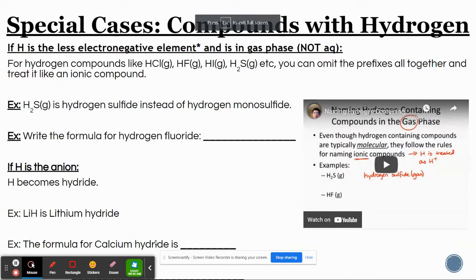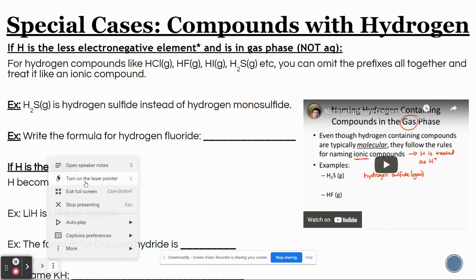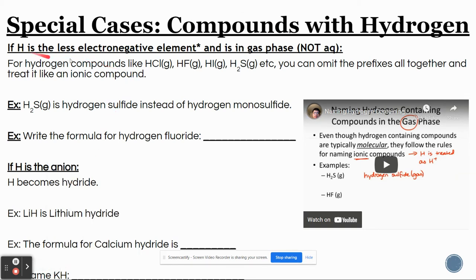In this video, we're going to do the last case of special cases, which is naming compounds that contain hydrogen. We're dealing with compounds where hydrogen is the less electronegative element, and it's in the gas phase, so not AQ right now. For example, HCl, HF, HI, and H2S all have H as the first element, and H is less electronegative in all these compounds.